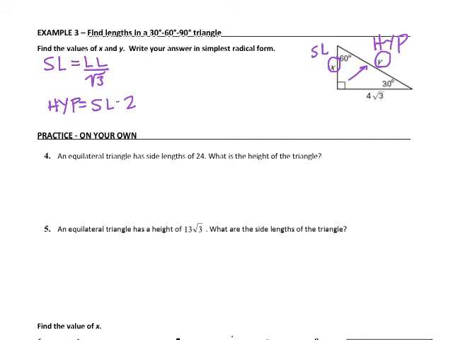So I want to take the 4 root 3, which is the long leg, and divide by square root of 3. And that's going to simplify real nicely because basically the square roots of 3 cancel. So the short leg is going to be 4.